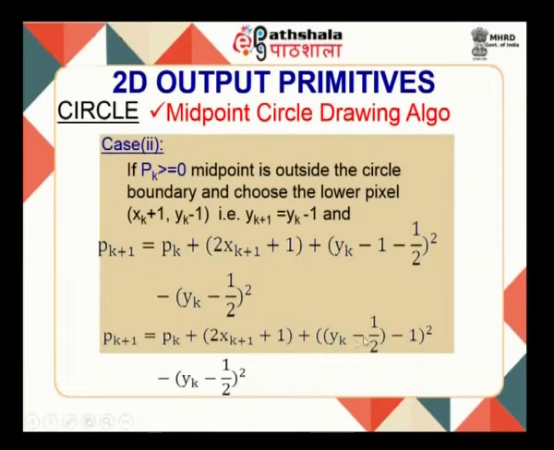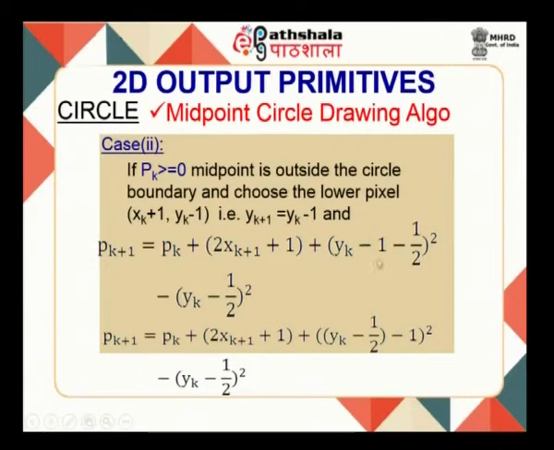So, the case 2, if you come to p k greater than or equal to 0. First we have considered case 1, p k less than 0, that means the midpoint is inside. Now, for case 2, p k is greater than 0, the midpoint is outside the circle boundary. Then the y we will be choosing is the lower pixel or the inner pixel, which is y k minus 1. So, the next pixel to be plotted is x k plus 1 comma y k minus 1, and replace y k plus 1 with y k minus 1 in the equation for p k plus 1. You get this relation, this expression on the right.